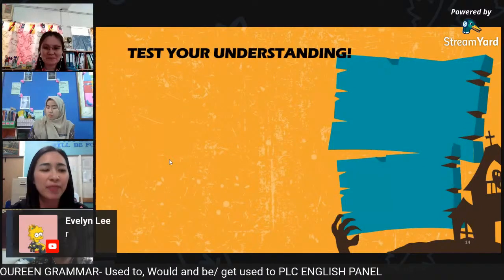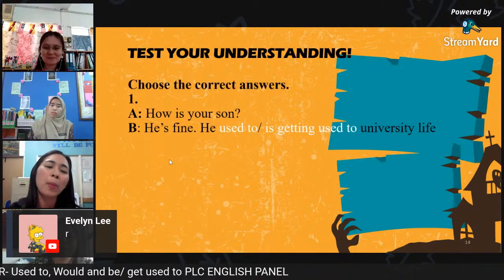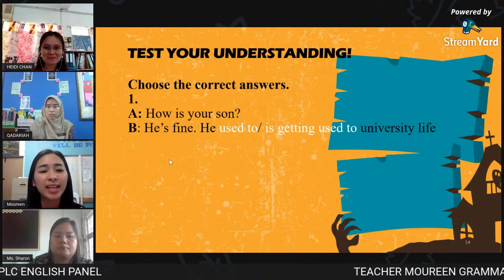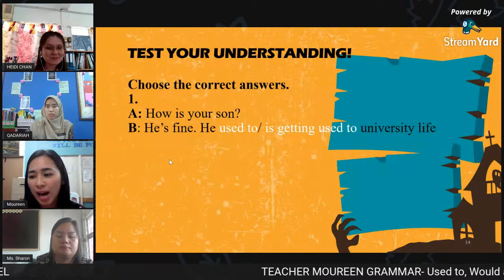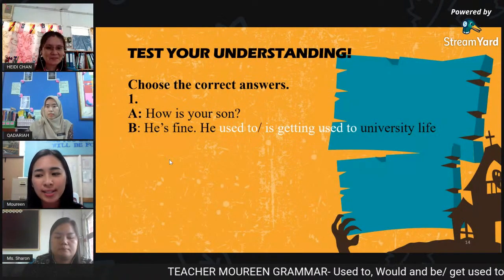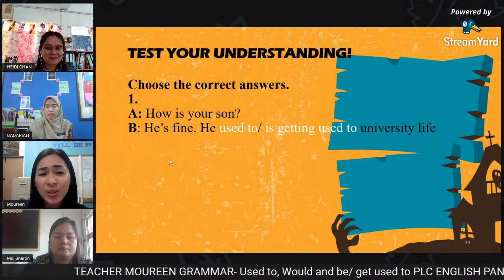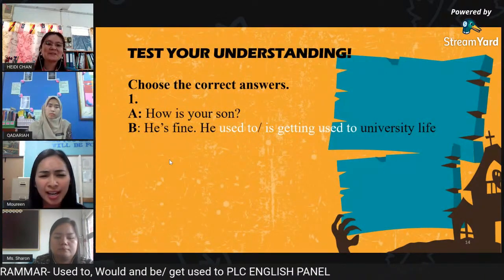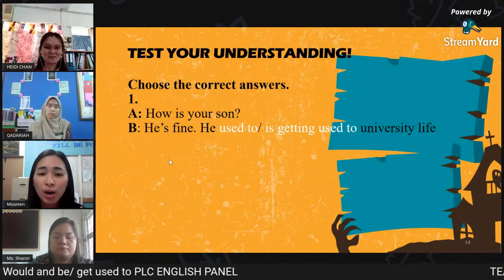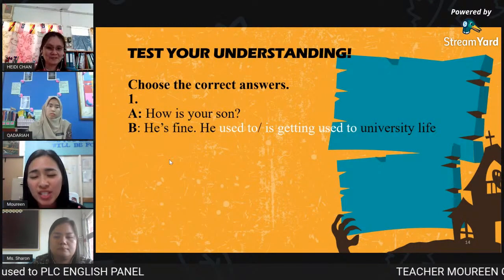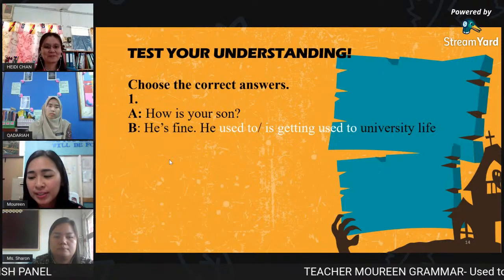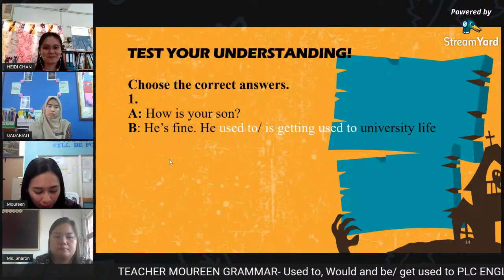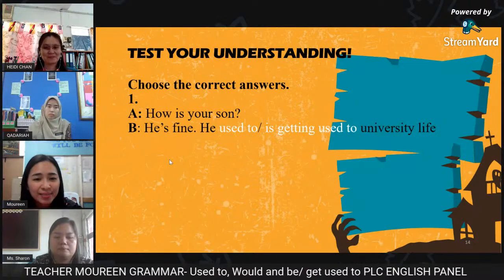Okay, let's start with the first question. Choose the correct answer. The choice given is in white. I hope you can see, in white. So how is your son? The answer: he's fine. He used to or is getting used to university life. Okay, you can choose one of the answers. I'll give you a few seconds to answer.